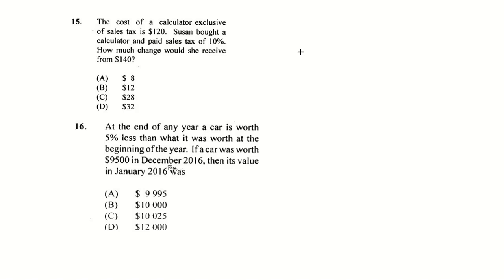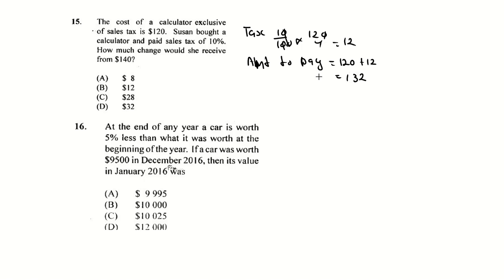So first off, let's find out her sales tax. The tax is 10 over 100 multiplied by 120 over 1. Cross out, cross out, cross out. That's 12. So the amount she has to pay is 120 plus 12, which is 132. So the difference is equal to 140 minus 132, which is equal to 8. So A is your answer.